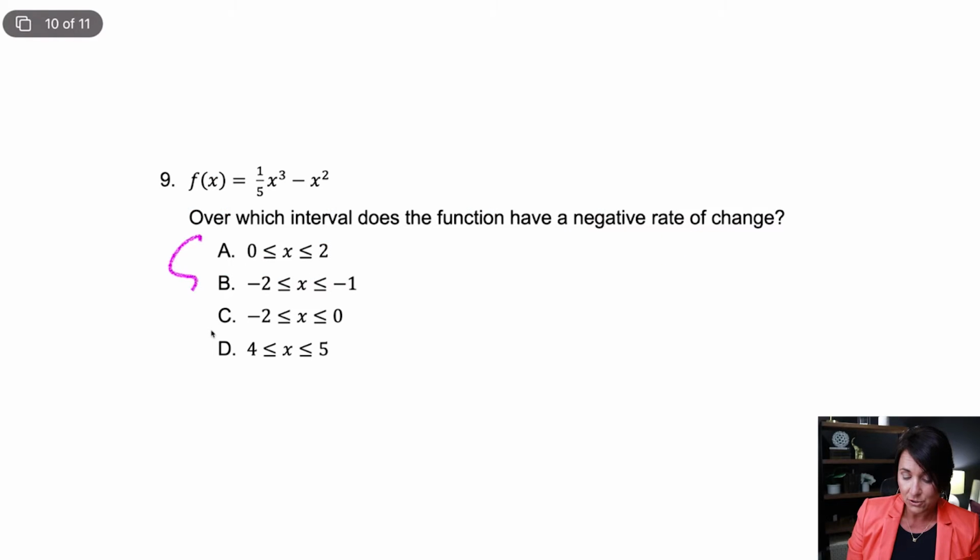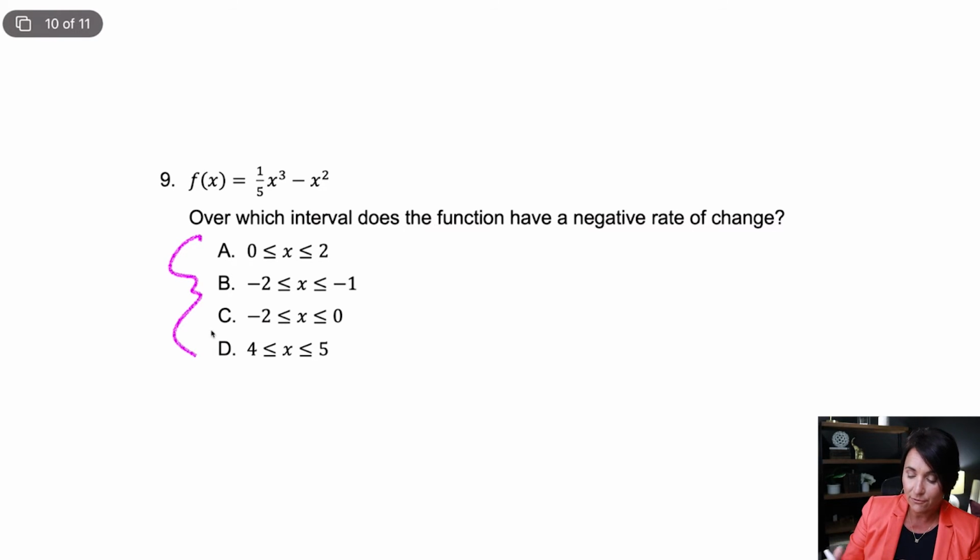All right, now another way you might see intervals. The problem we just did was an interval function problem. This is also an interval function problem. Let's take a look at the answer choices. You can see that we have a range where x is greater than or equal to 0, x is less than or equal to 2, and then it goes on down the different answer choices there. So let's take a look at the question. Over which interval does the function have a negative rate of change?